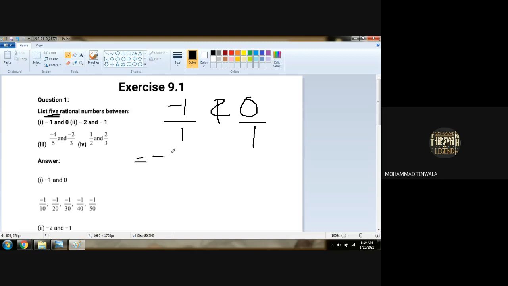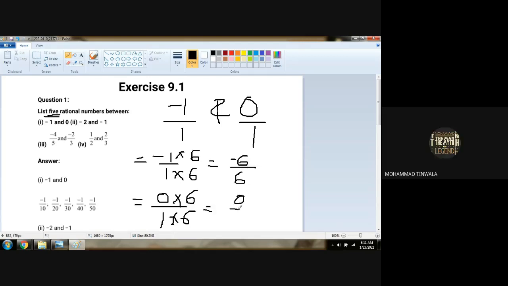So what will we do? We will multiply with 6. Both the rational numbers will be multiplied by 6. This minus 1 will be multiplied by 6, and 0 upon 1 will also be multiplied by 6. Now you got it? Minus 6 upon 6, and over here 0 upon 6. So from minus 6 upon 6 to 0 upon 6, you get minus 5 upon 6.